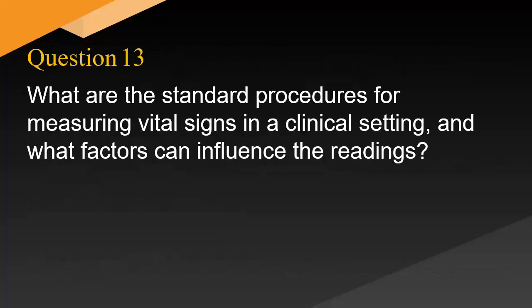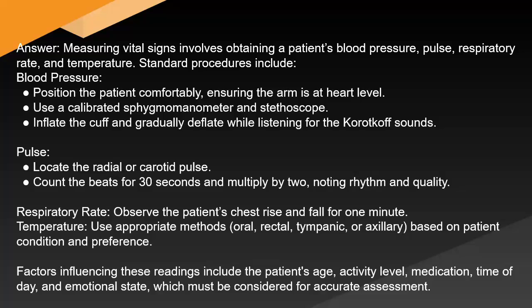What are the standard procedures for measuring vital signs in a clinical setting, and what factors can influence the readings? Answer: measuring vital signs involves obtaining a patient's blood pressure, pulse, respiratory rate, and temperature. Standard procedures include blood pressure. Position the patient comfortably, ensuring the arm is at heart level. Use a calibrated sphygmomanometer and stethoscope. Inflate the cuff and gradually deflate while listening for the Korotkoff sounds.